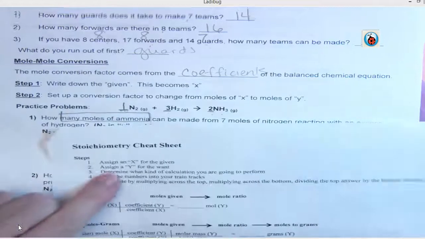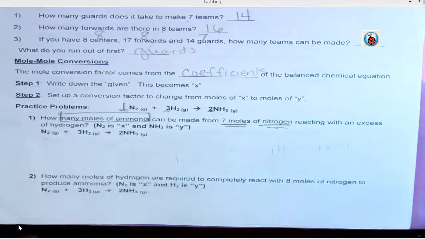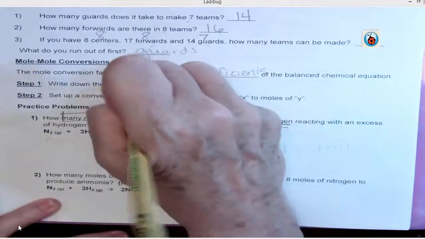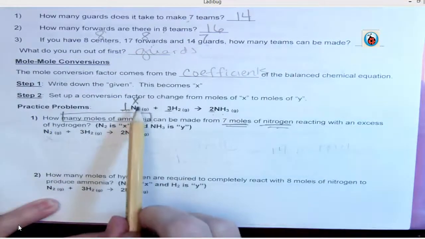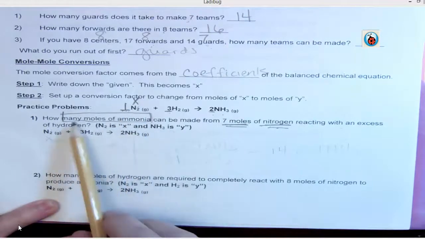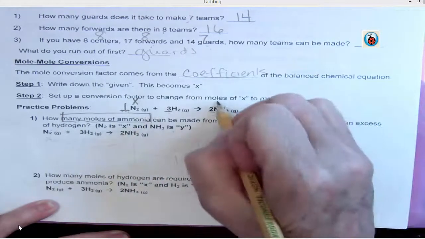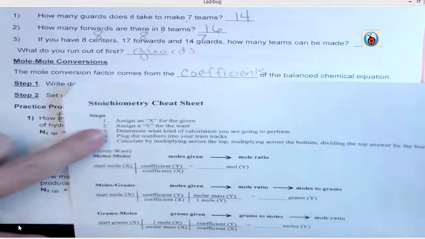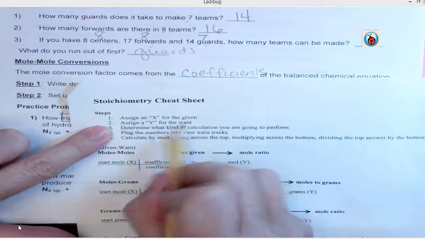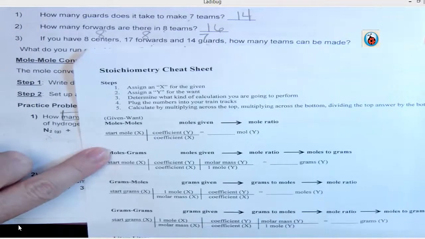According to the cheat sheet, I'm going to assign X for the given. What's given to me? Moles of nitrogen. So I'm going to put an X over nitrogen. What do I want to know? I want to know how many moles of ammonia. This is ammonia, so I'm going to put a Y over that. Assign X and Y. X is the given, Y is the one I want. Determine what kind of calculation you're going to perform. And I told you these are all moles to moles. So here's our little cheat sheet to set it up.